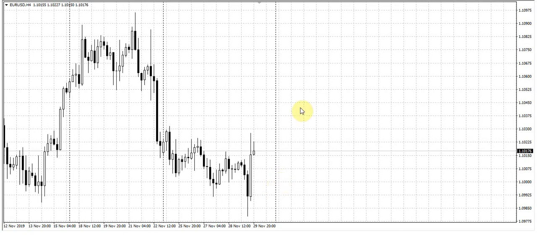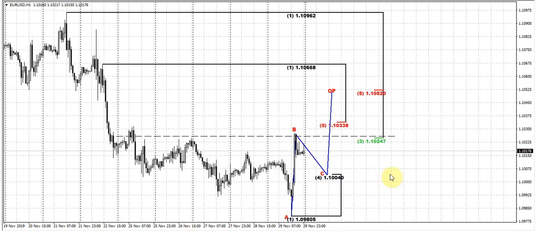Second, the upward continuation should happen most probably in the shape of some ABCD pattern. That's information that we could get currently from the price action that we see here. That led me to suggest this kind of action. So this is the hourly chart of the euro.